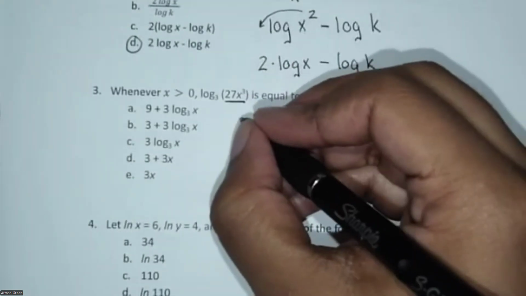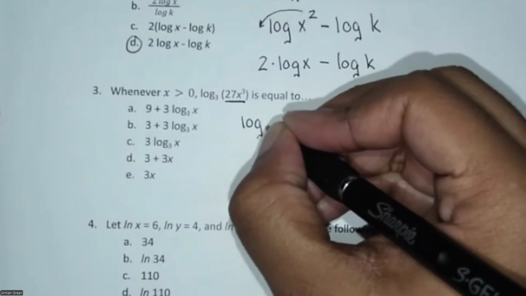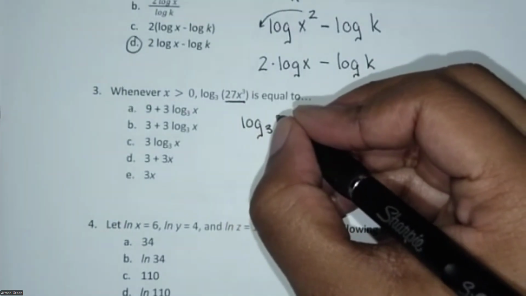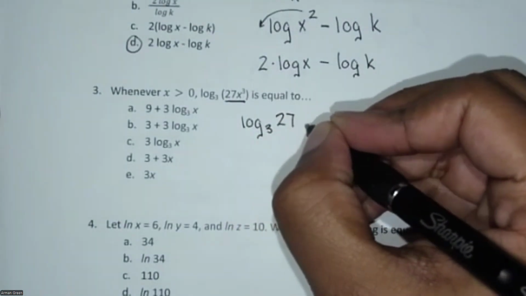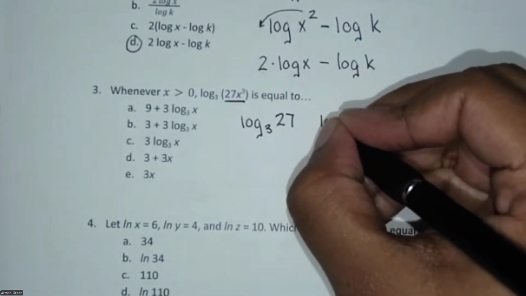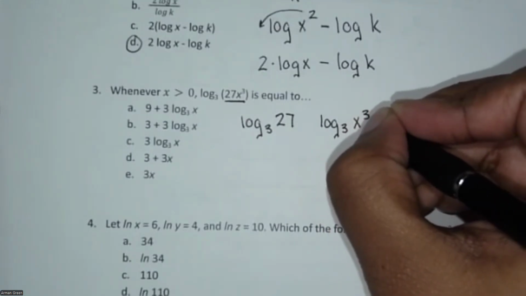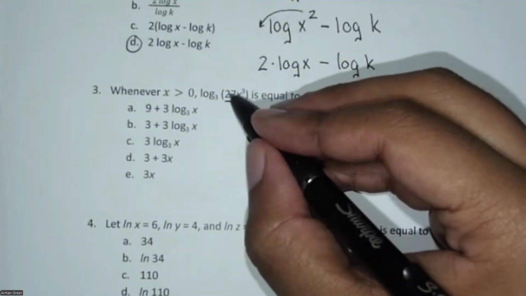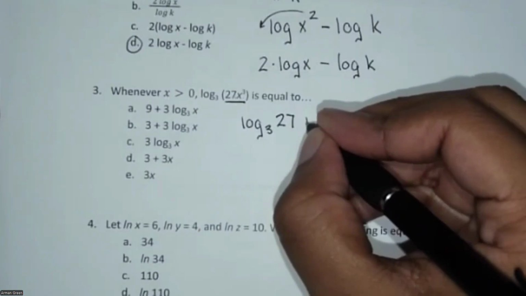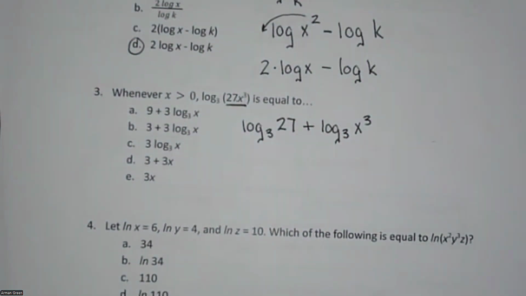So you know what that means? That means that, well, we're going to split up our logarithm into two parts. We have the log base 3 of 27. We have the log base 3 of x cubed. And since we're multiplying these two things, that means that in the middle, we're going to be adding them.